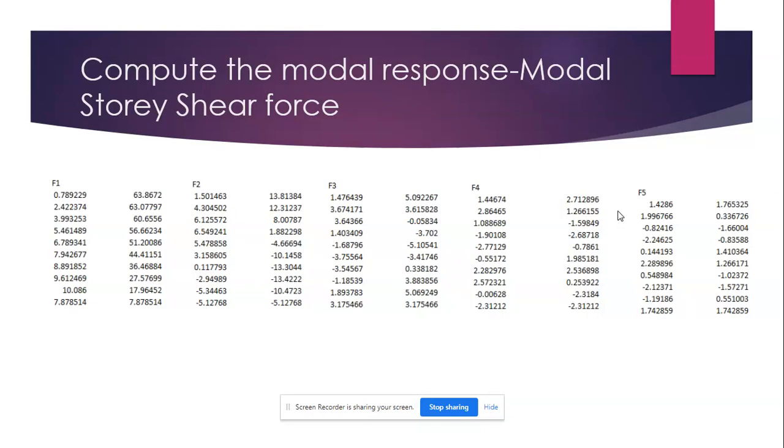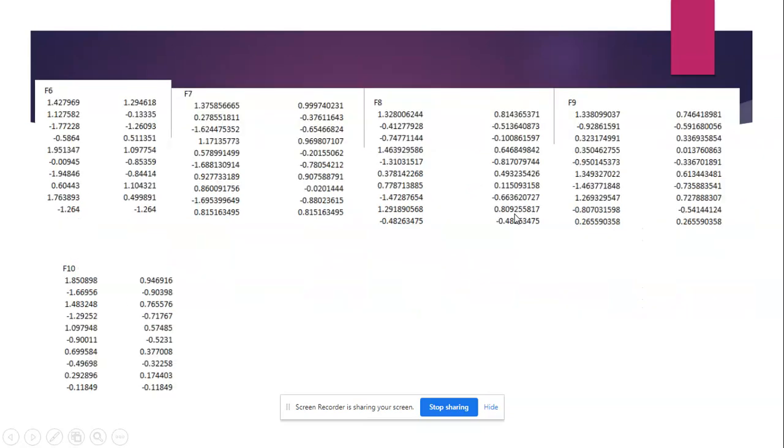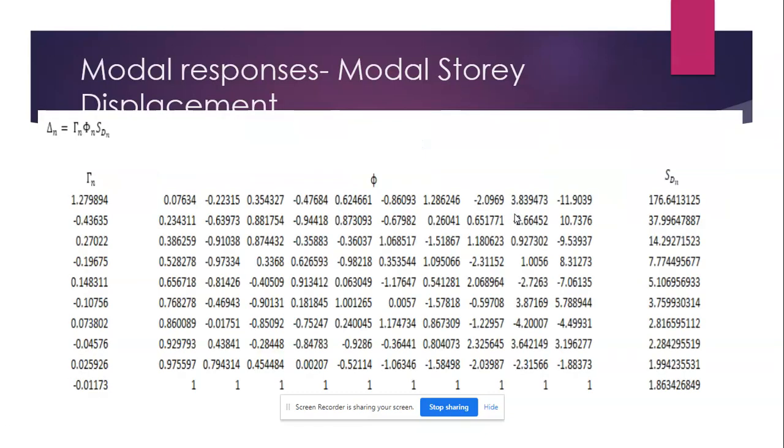So compute the modal story shear force. We have here the results using this formula for F1 to F10 to get their modal story shear force. By using this formula, we will get these results. The process is still the same. We have to get the modal story displacement, just multiply these three using this formula.